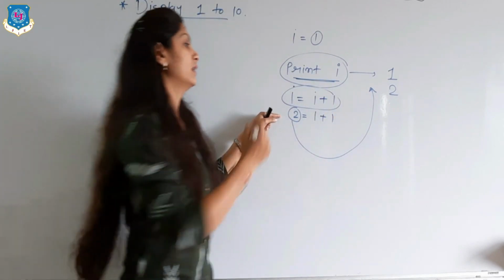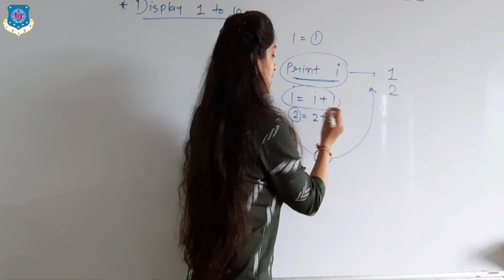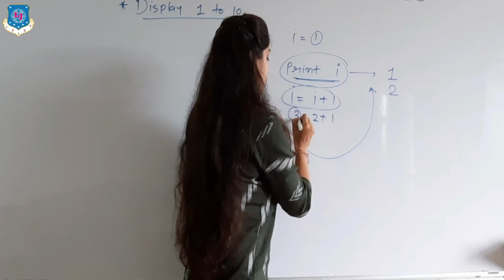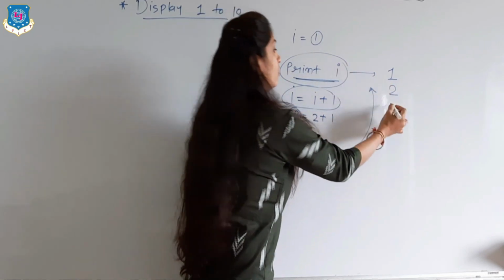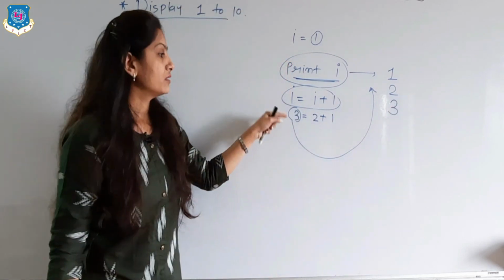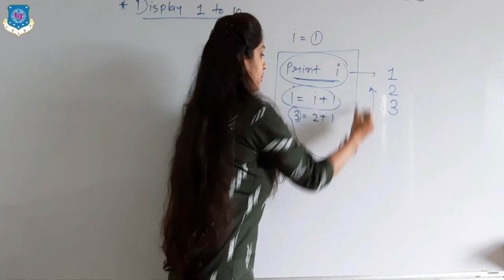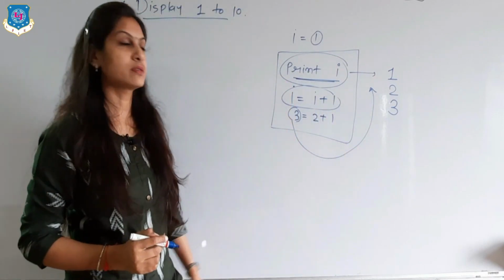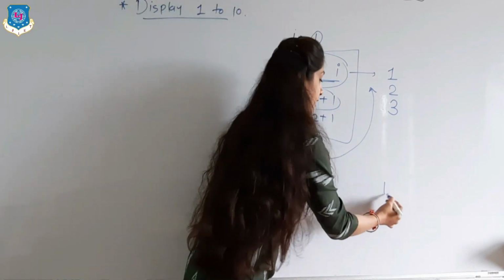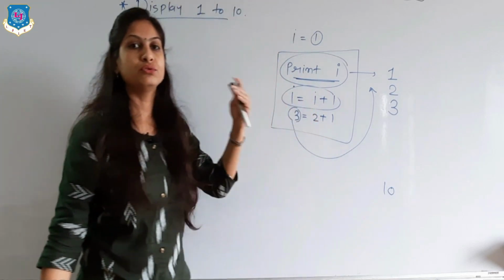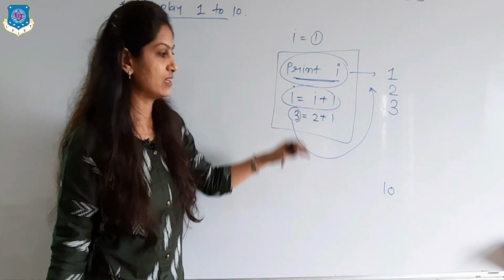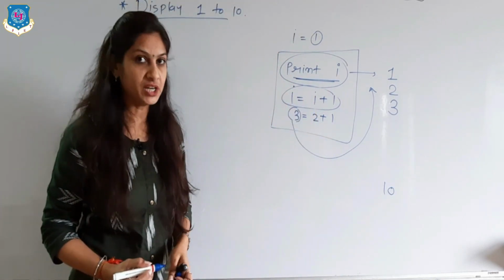I plus 1, that is what? 2 plus 1, that becomes now 3. Again print this value, and that is 3. The process is now repeated. How many times? Up to 10. So 1, 2, 3, 4, 5, likewise our output will be generated.